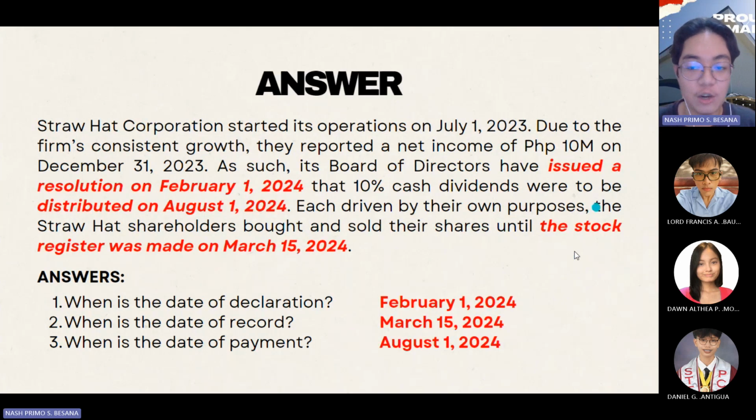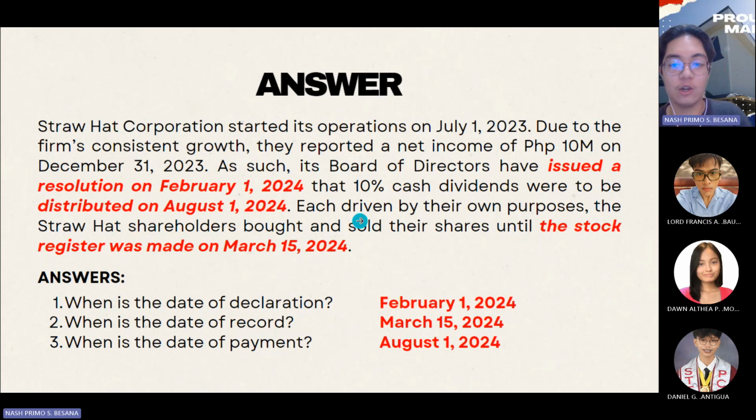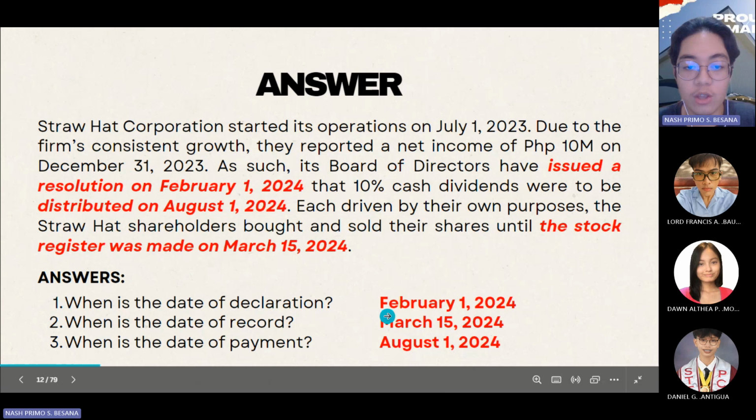So, answer reveal: we have the date of declaration on February 1. Why February 1? Because the keyword there is the issuance of the resolution. The resolution is the document that says they declared dividends. Other key terms there could be the declared dividends itself, which makes it the date of declaration. And then when is the date of record? It is March 15, not August 1.